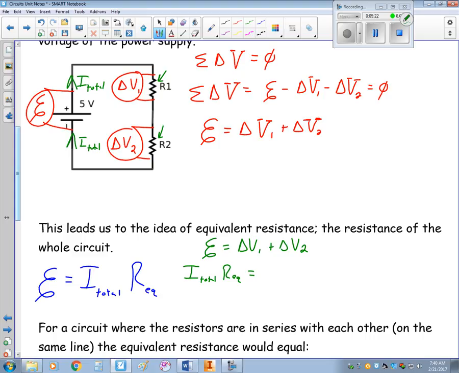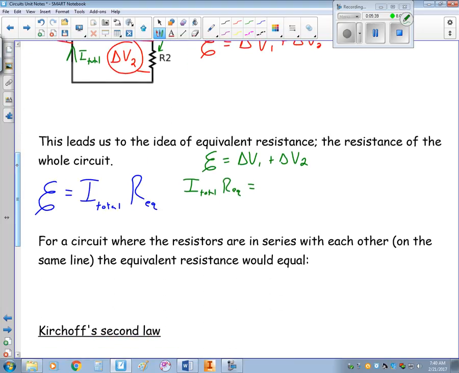However, it's not like the current is being used up. It's just that it's being slowed down or sped up. So what that means then is when I go to calculate delta V1 and delta V2, they both get the same amount of current, and that current is the total current. So delta V1 would be the total current times R1. Delta V2 would be the total current times R2. And notice then that the current cancels out.